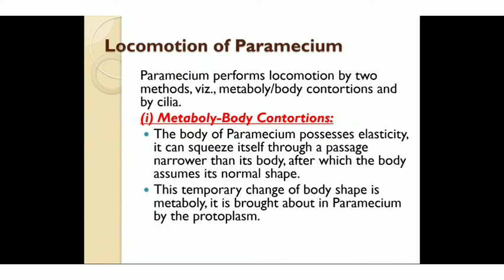Some more pictures. Now let's study how the cilia move and help in the locomotion of the paramecium. Basically, paramecium shows two different methods of locomotion. One is called metaboly or body contortions, and the other method is with the help of cilia. Sometimes the paramecium uses metaboly as a method of locomotion, but most of the time the movement is with the help of cilia.